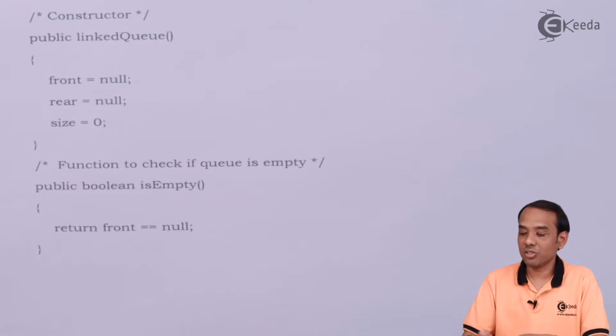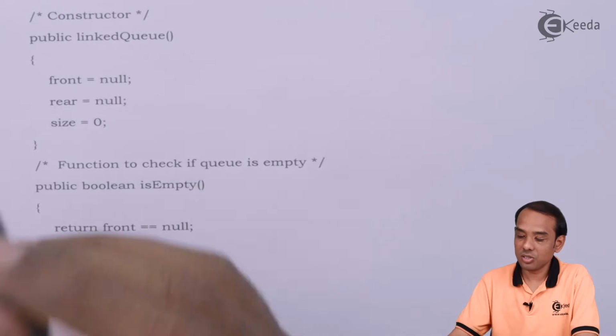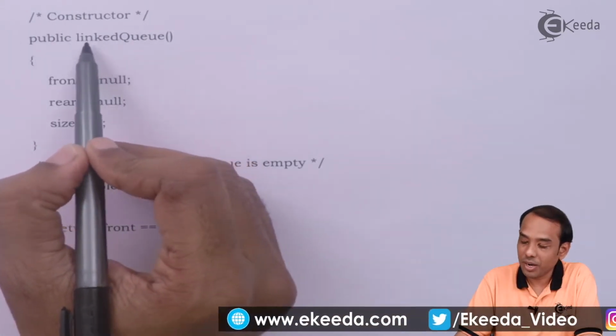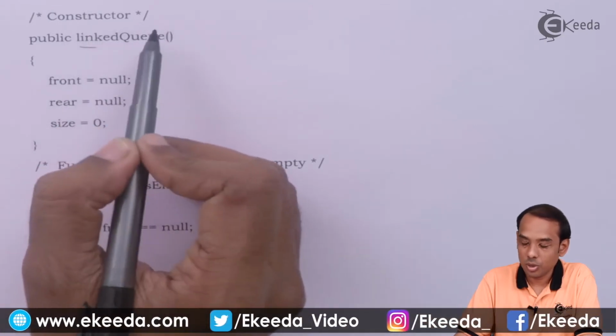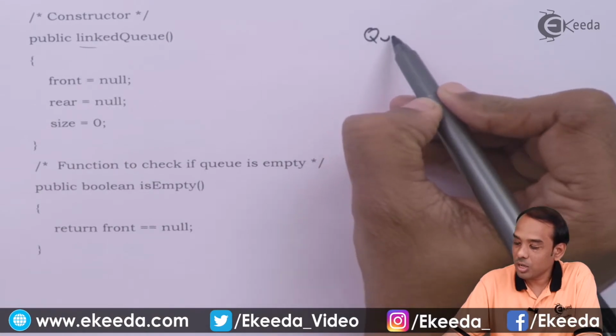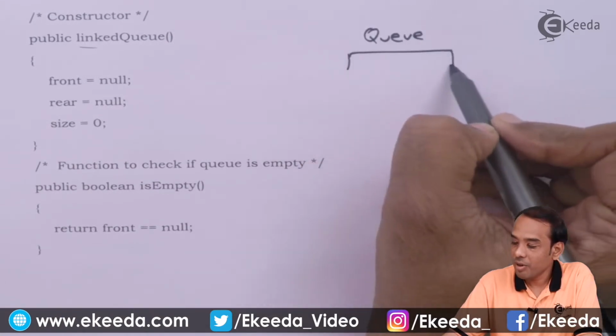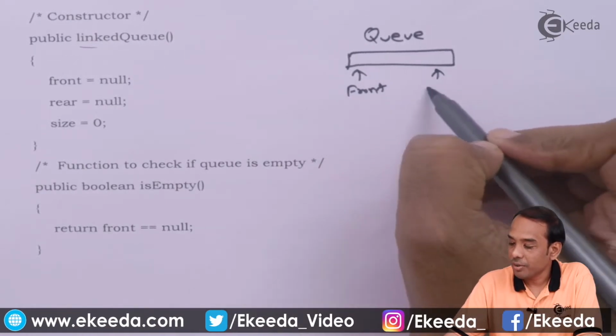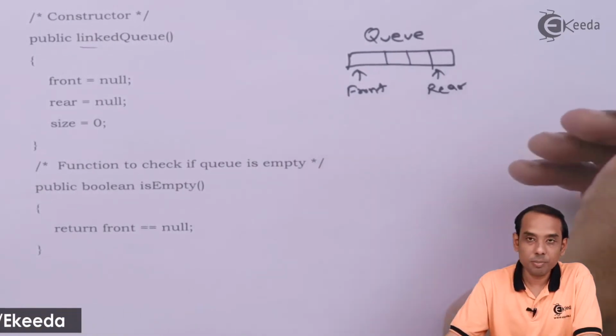Now I have defined a constructor. How do you know it's a constructor? The class name and the name of the function are the same. I have defined a constructor called LinkQueue. Inside that I have passed the value. So let's have a queue where we have front and then we have a rear. These are the different parts.